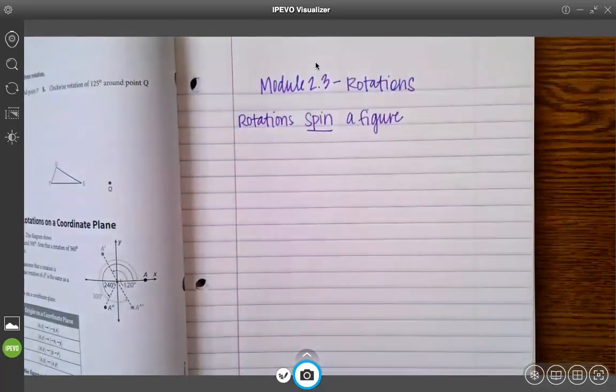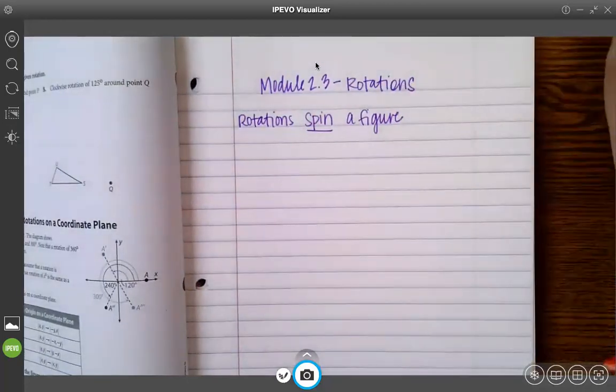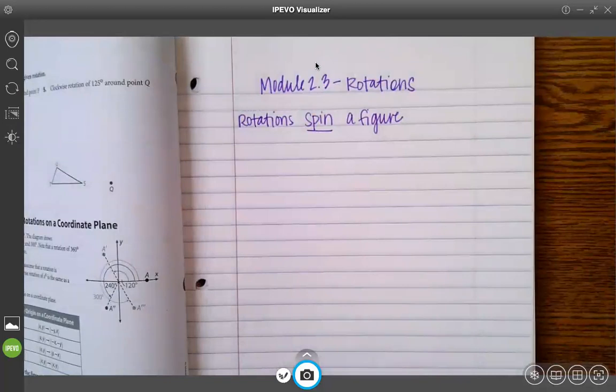So if you'll remember from last week, a reflection flipped a figure over a certain line of reflection. A translation was a slide of a figure in a coordinate plane. And so now we have the rotations, which are just a spin.